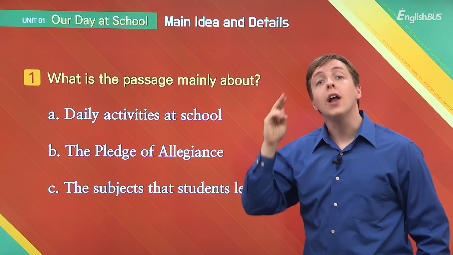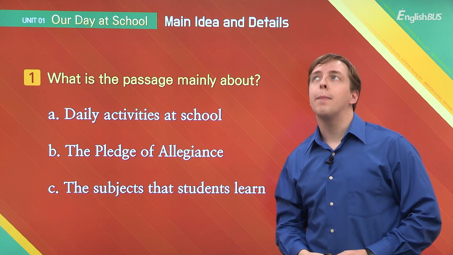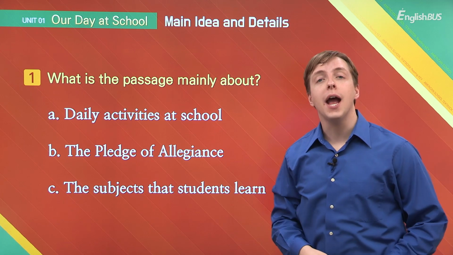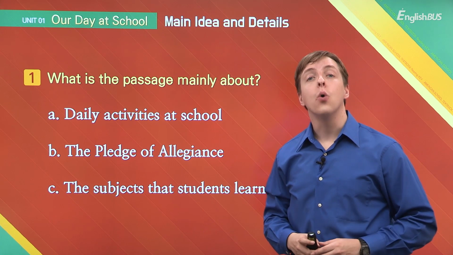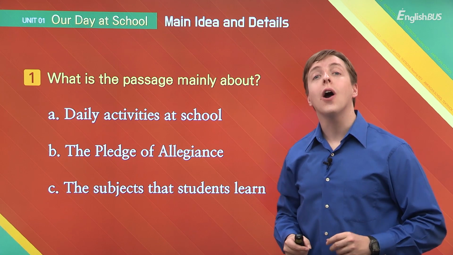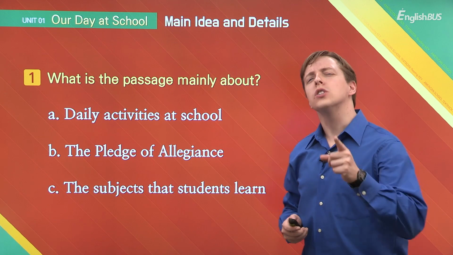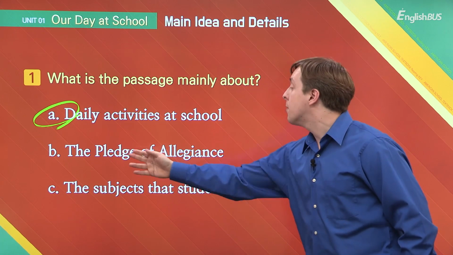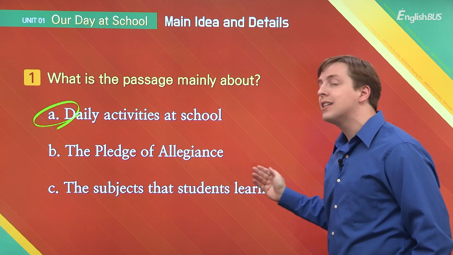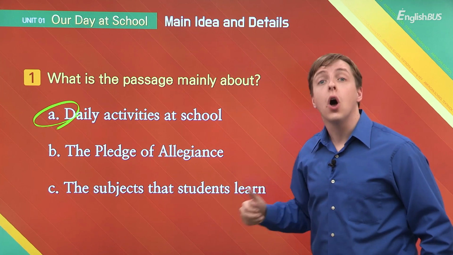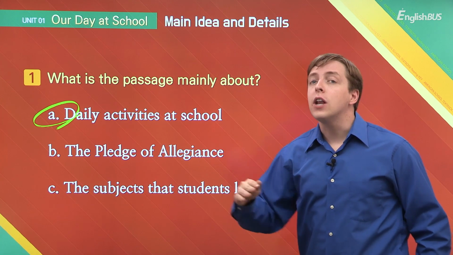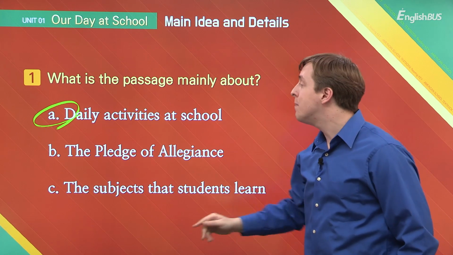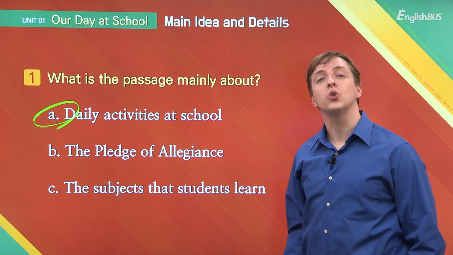So, let's remember what we learned in this unit. We learned about activities at school, like the Pledge of Allegiance, getting books from the library, reading maps, and studying with our classmates. All of these are daily activities at school. So I think the answer should be A. But what about B and C, the Pledge of Allegiance and the subjects that students learn? It is true, both of these are in the passage. But they are not the main idea. They are not the most important idea. So the answer should be A, daily activities at school.